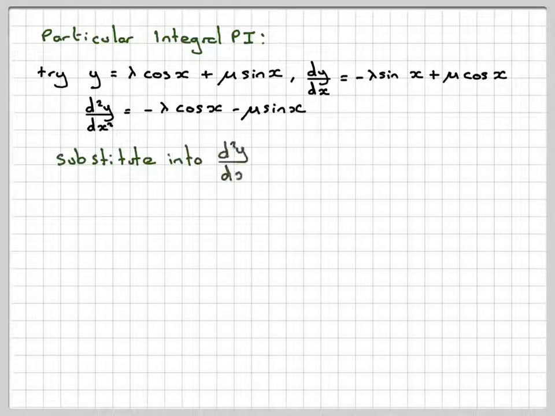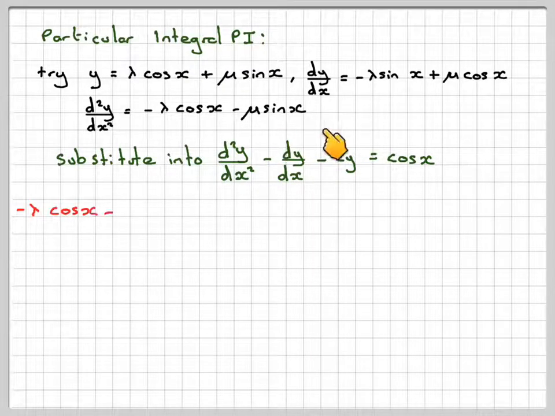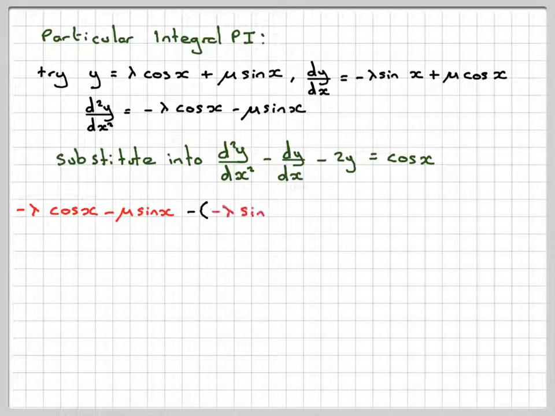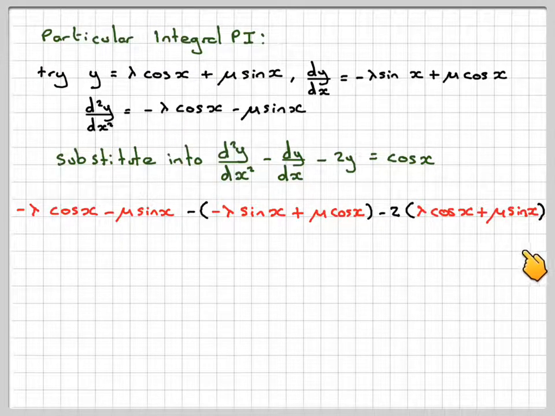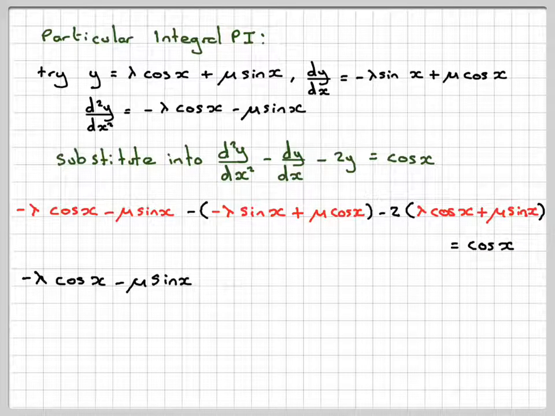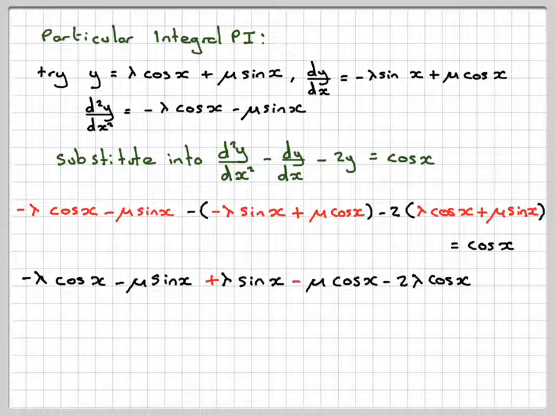We now substitute this into the full differential equation. So the second derivative minus the first derivative minus 2y is equal to cos x. So we've got this, minus lambda cos x minus mu sine x, minus brackets this, be very careful, so minus brackets lambda sine x plus mu cos x, minus 2 times y, which is lambda cos x plus mu sine x, equal to cos x. Removing the brackets, we're going to get here minus minus, which is plus lambda sine x minus mu cos x, minus 2 lambda cos x, and minus times a plus makes minus 2 mu sine x. That's still equal to cos x.